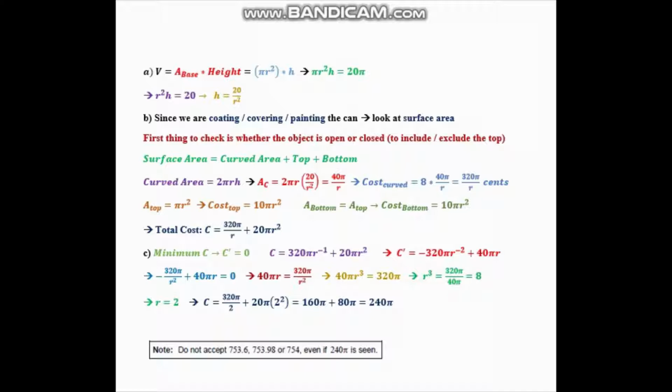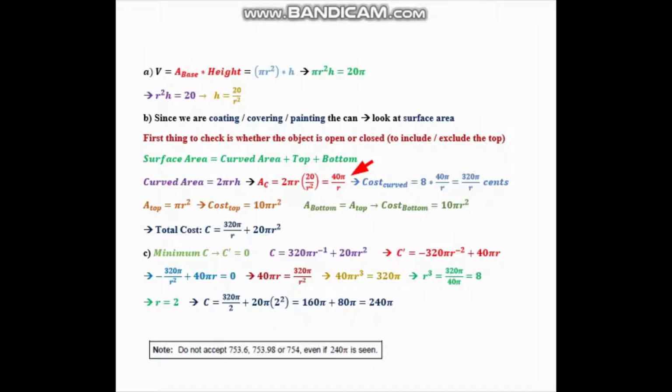Now the surface area of a cylinder is equal to the curved area plus the top plus the bottom. The curved area of a cylinder is given by 2 pi r h. So the cost of the curved area shall be 8 multiplied by the area. But first I shall remove this h and rewrite it in terms of r. So instead of h, I'm going to write 20 over r squared, which we obtained in A. So now I have an expression for the area in terms of r.